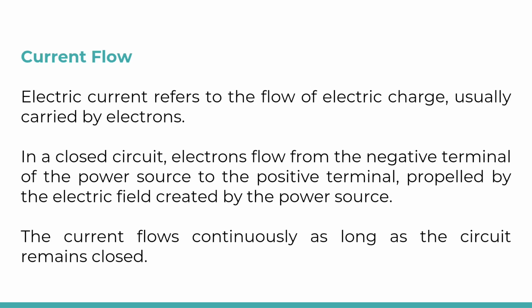Current flow. Electric current refers to the flow of electric charge, usually carried by electrons. In a closed circuit, electrons flow from the negative terminal of the power source to the positive terminal, propelled by the electric field created by the power source. The current flows continuously as long as the circuit remains closed.